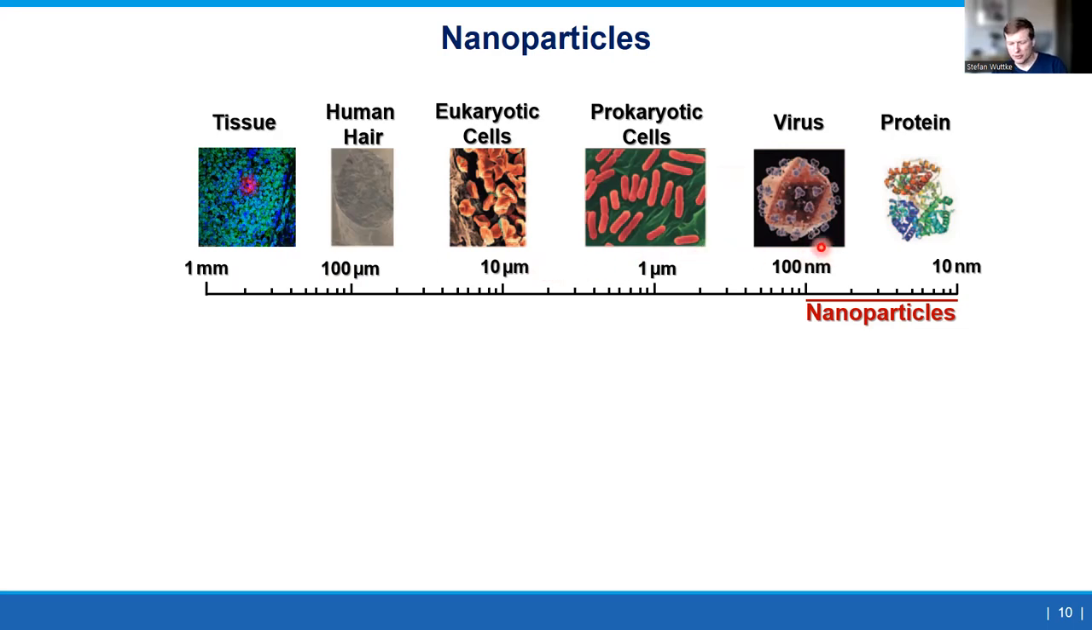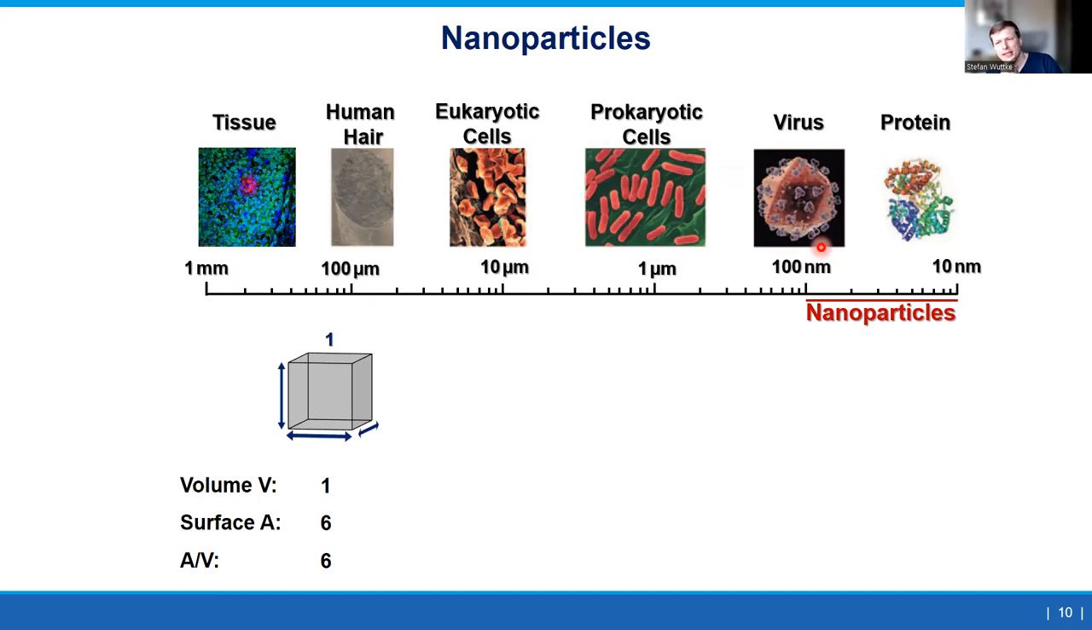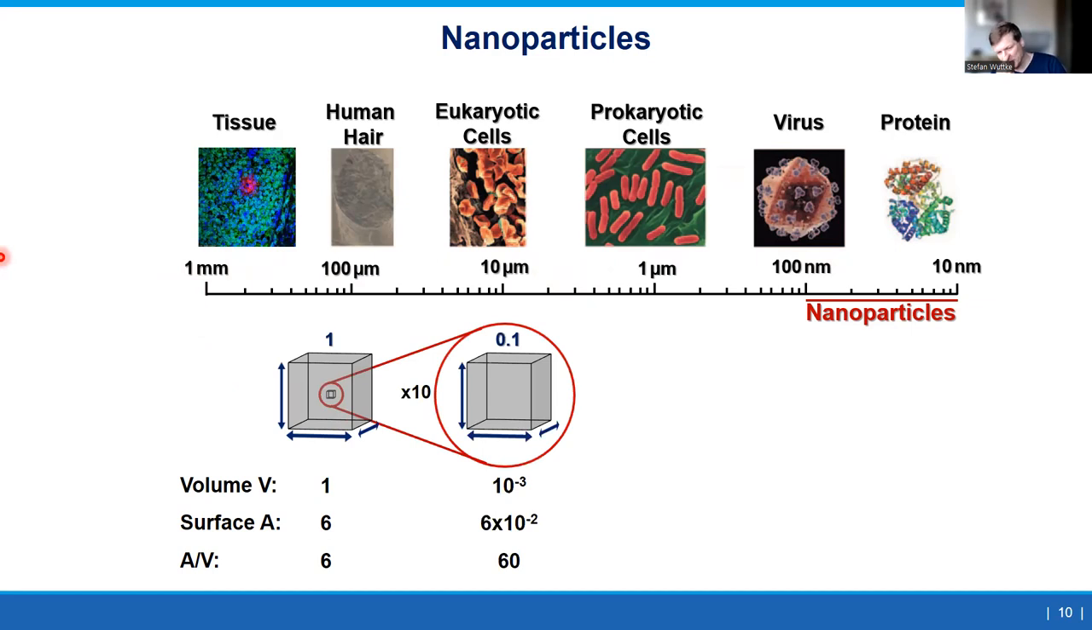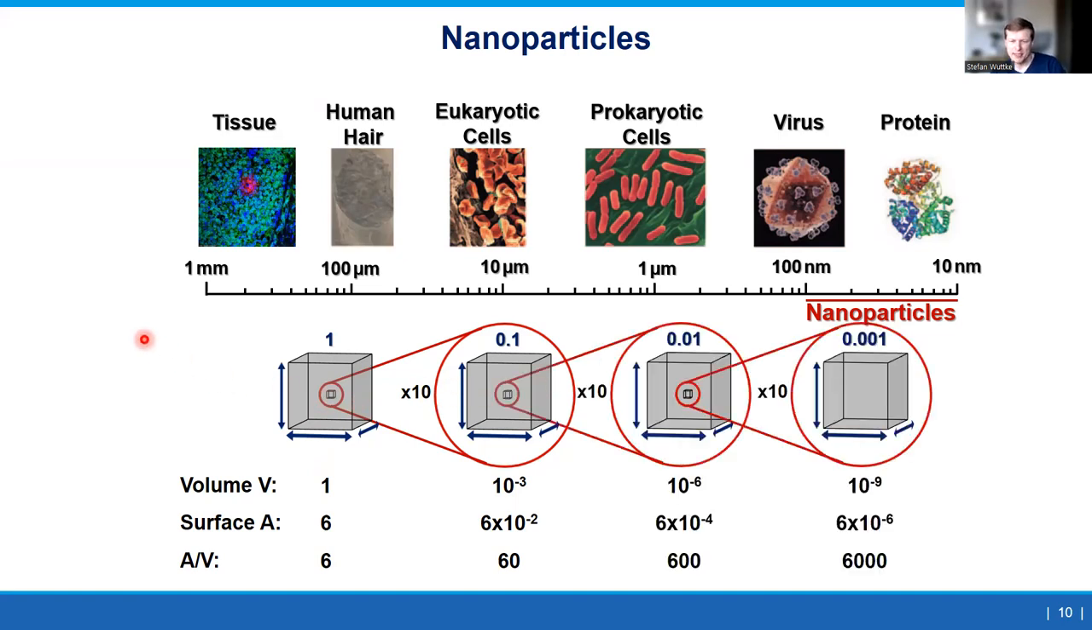Just imagine, let's take a cube, an object, like here tissue. We have this object, and now we make it smaller 10 times. So imagine we're making this cube 10 times smaller, this is now the size. And we're repeating this, and repeating it. Now we take a look at what happens. We look at the volume and at the surface, and you see over time when we're doing it, the ratio of surface to volume increases drastically.